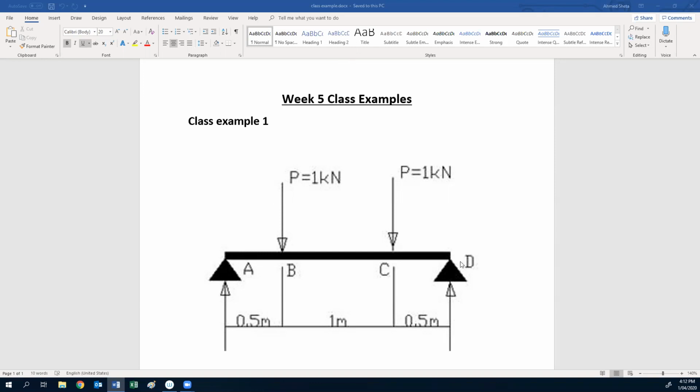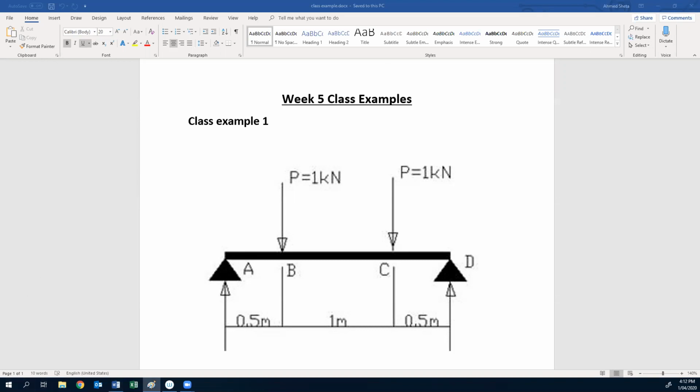Okay, can you see what I shared now? Yeah. Okay, if you remember, we studied this example last week, but we were only calculating the shear force and moment at B and C. Today we will use the graphical method to draw the shear force diagram and bending moment diagram for the whole beam.